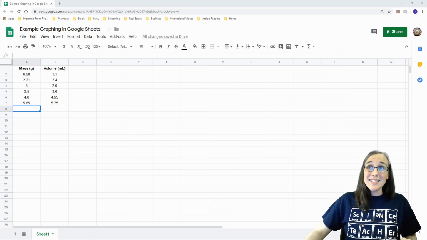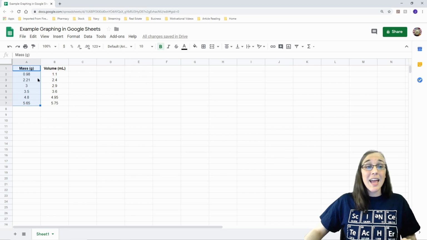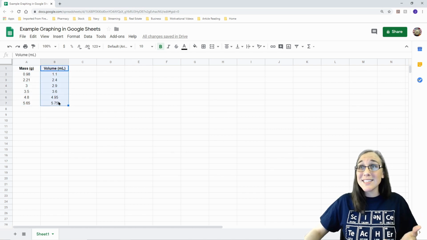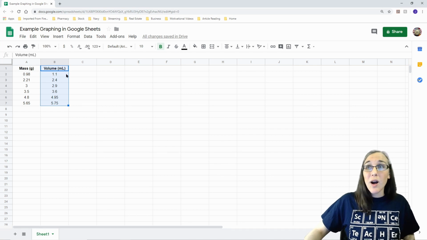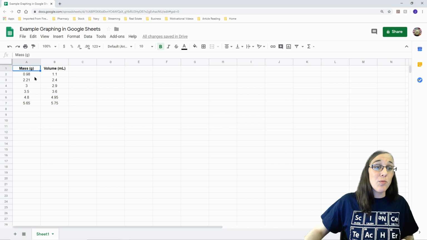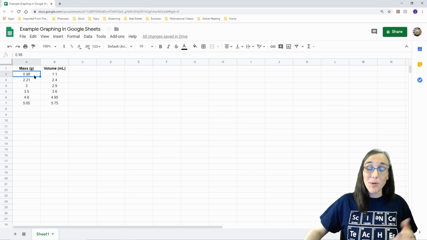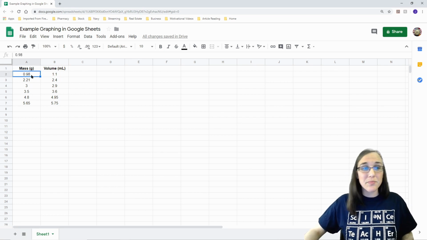In this case, if we took water and we found different masses for it and different volumes, so we took a cup, we put it on a scale, and we added water till we had that much volume, and we looked at the mass, and it weighed that much, for example. That's where these numbers came from.